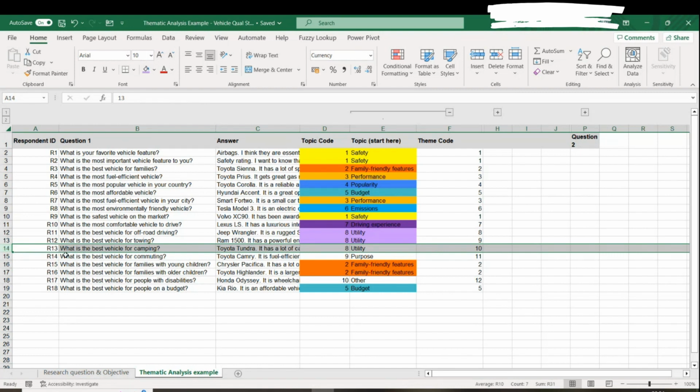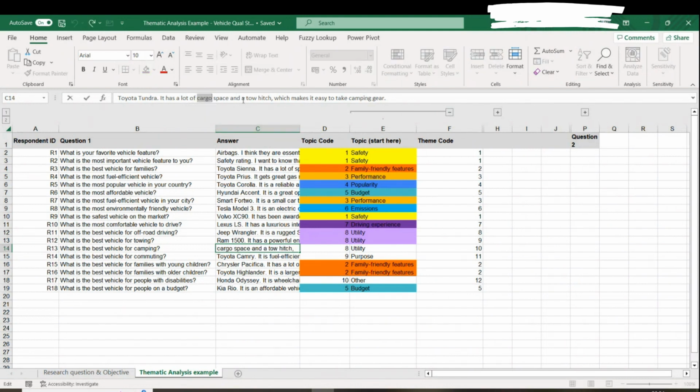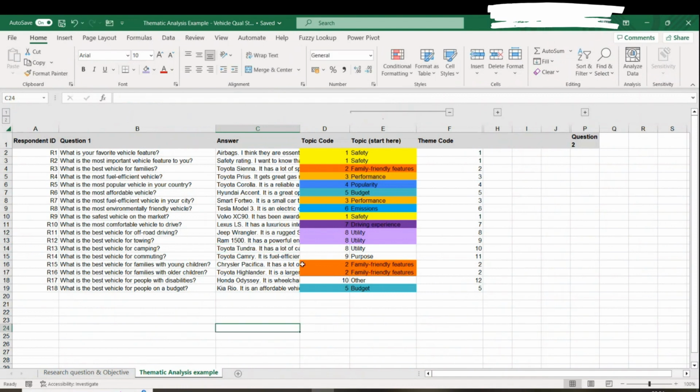The next respondent, which is respondent 13, we asked what is the best vehicle for camping. They said the Toyota Tundra, because it has a lot of cargo space and a tow hitch, which makes it easy to take camping. So as you can see, they spoke about it being good for cargo space, so it's utility, and you can also tow stuff, and it's easy to take your camping gear. So it's also a utility vehicle.